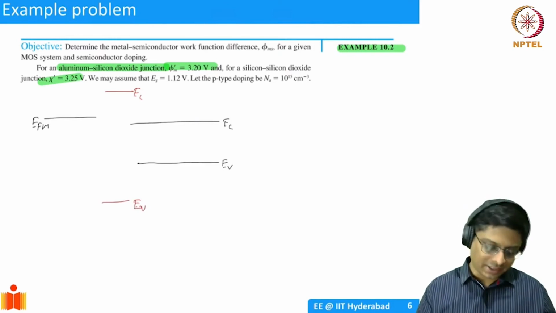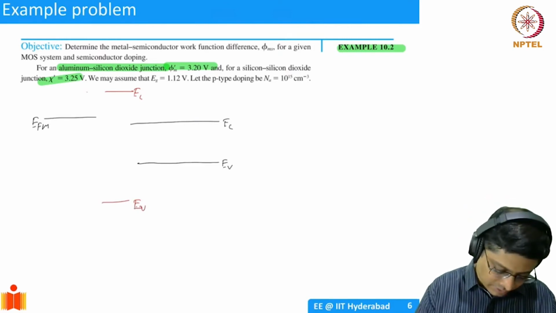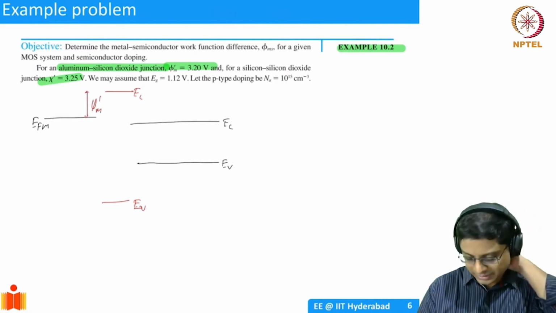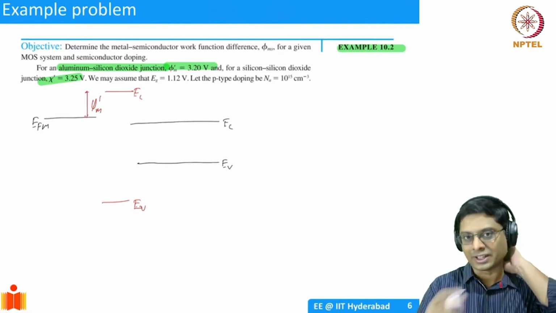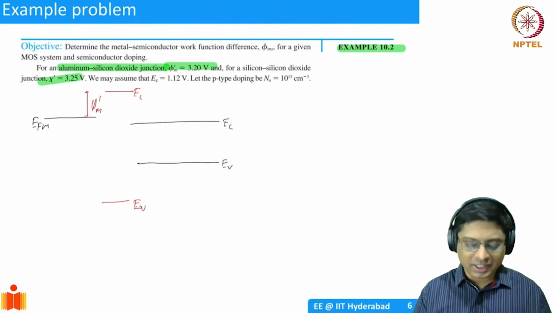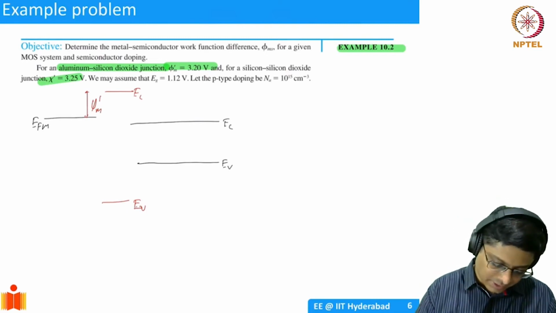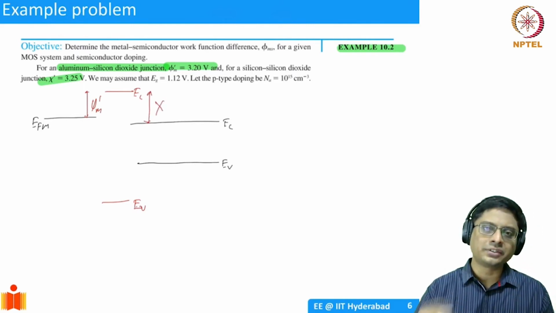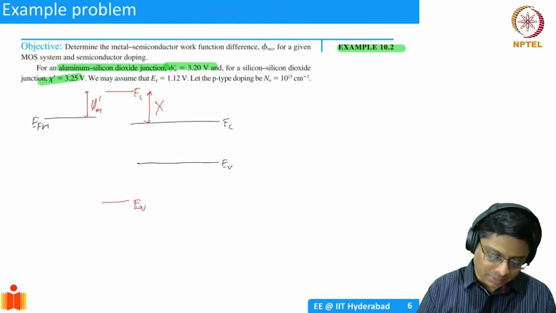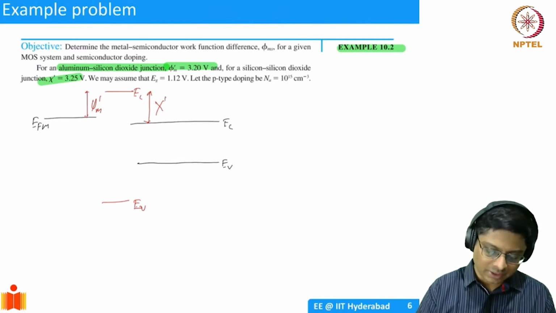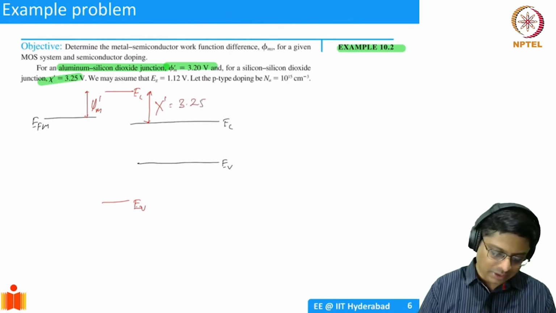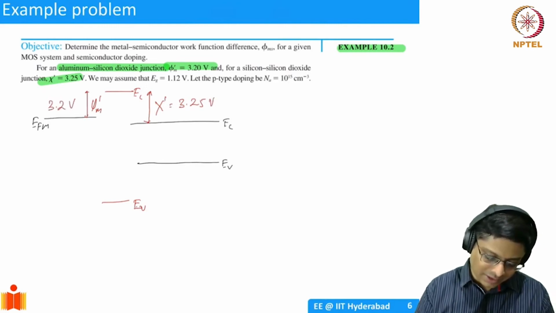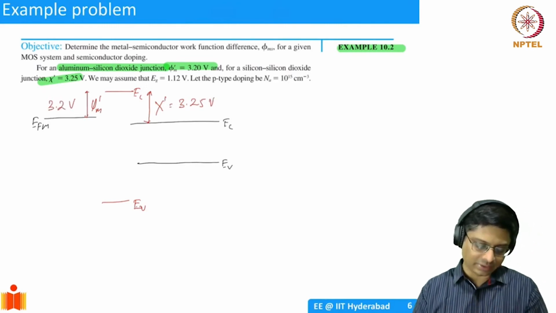The way the textbook defines phi m prime is this quantity: the difference of the metal work function with the EC, not the vacuum level, but the EC of the oxide. Similarly, chi prime is defined as this. Remember, the original chi was the distance of EC from the vacuum level, but now we define chi prime from the EC edge of the oxide. This is given to us as 3.25 volts, and this as 3.2 volts. That's why I have drawn EF to be slightly lower than EFM here.